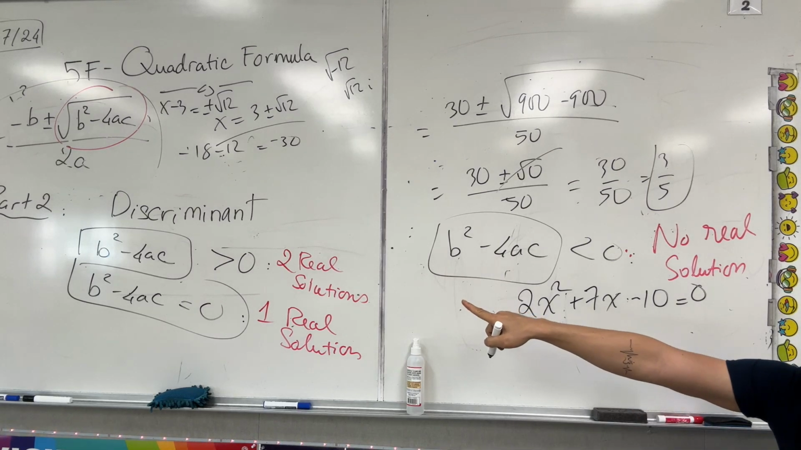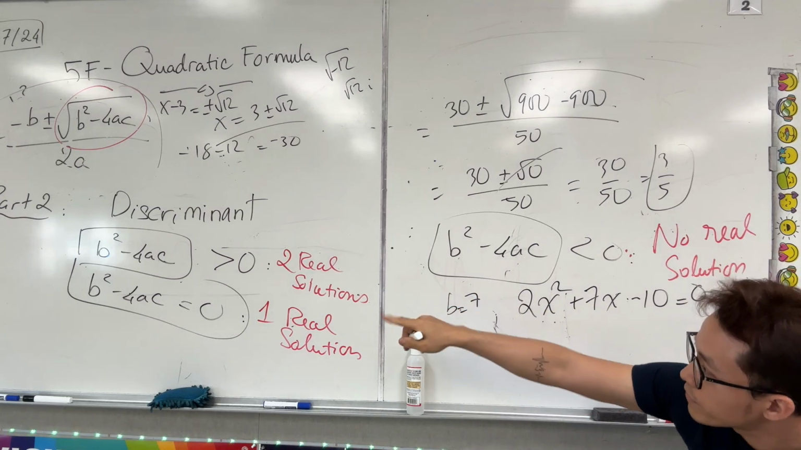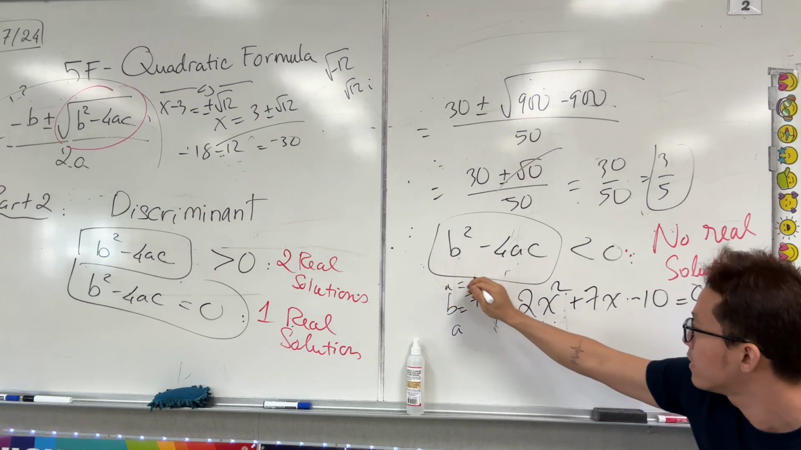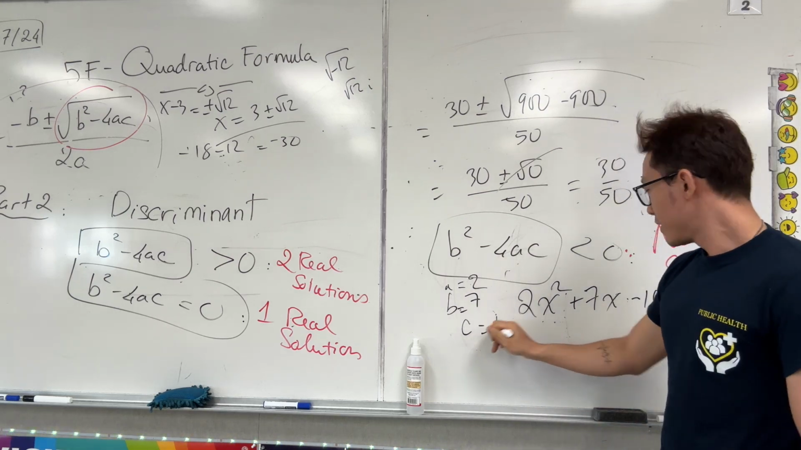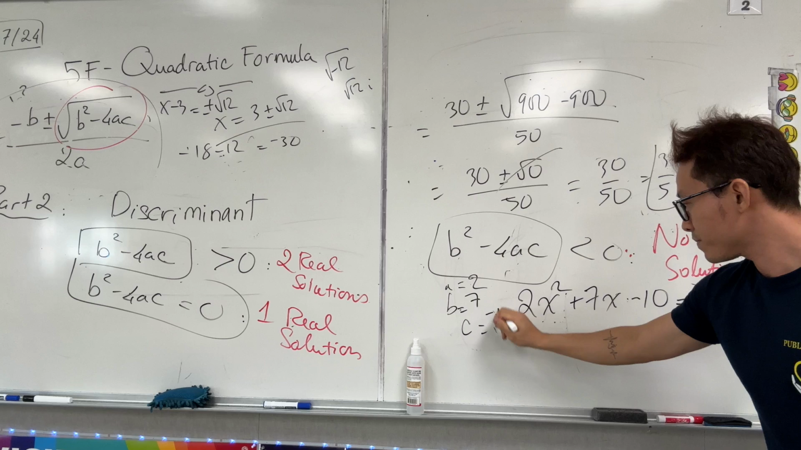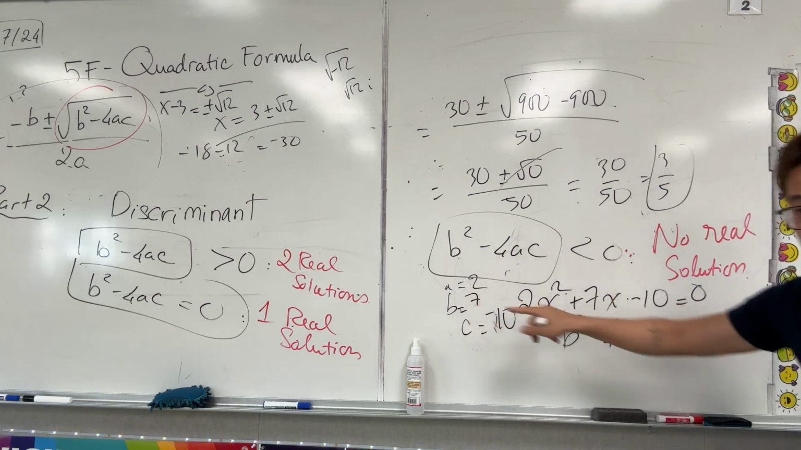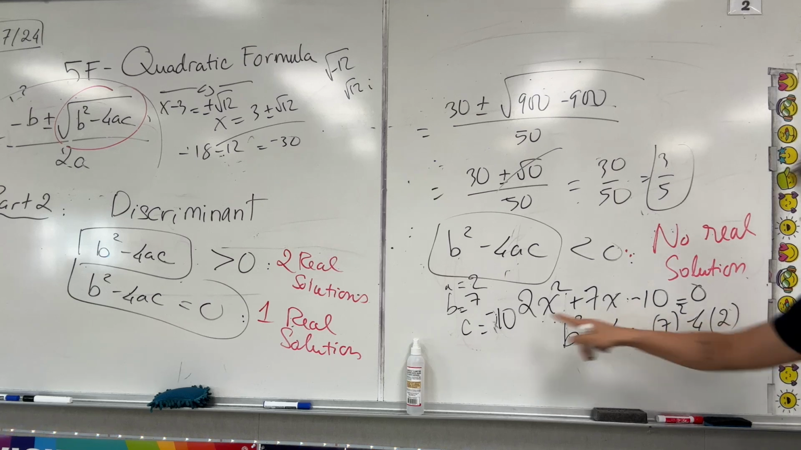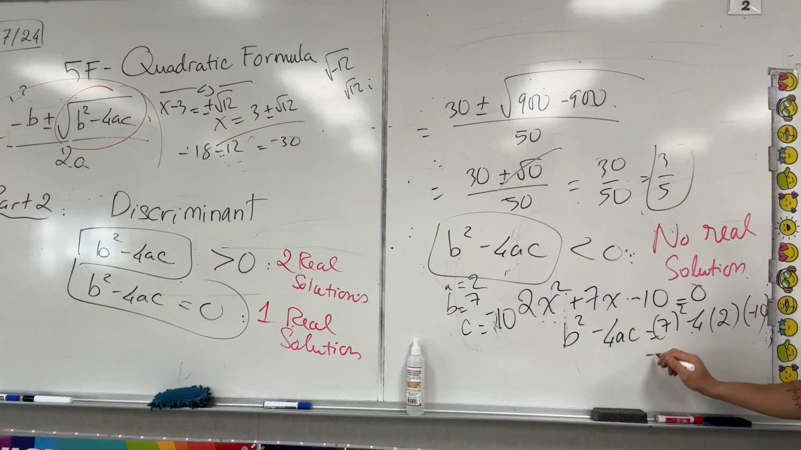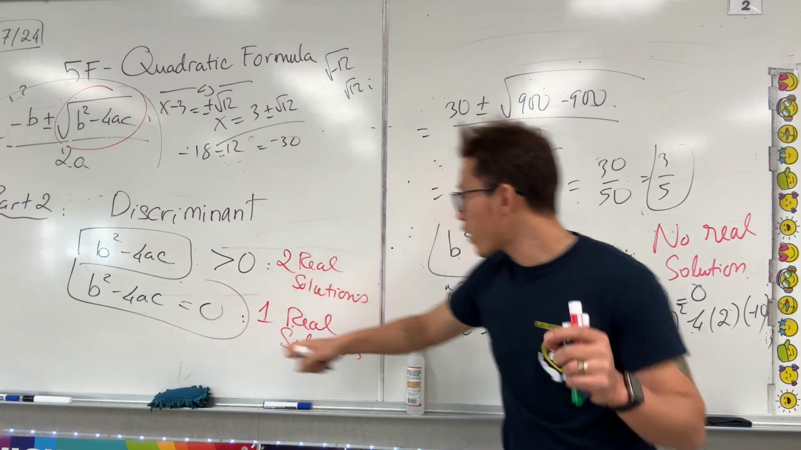Okay, b squared. What is b here? b is 7. a is 2. c is negative 10. Right now, b squared minus 4ac: 7 squared minus 4 times a times c. Now, let me ask you this. Do you need to calculate this? No. What do you need to know? You just need to know if the number is positive, 0, or negative.